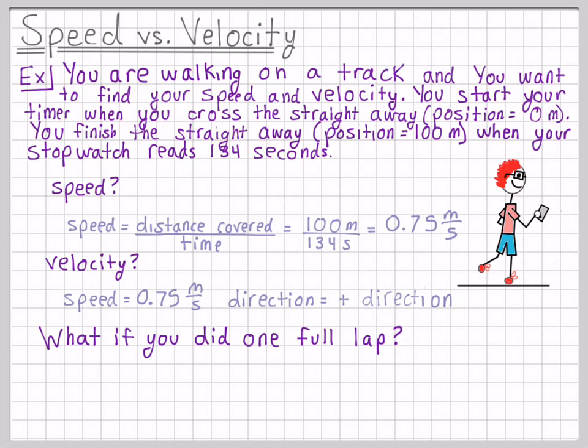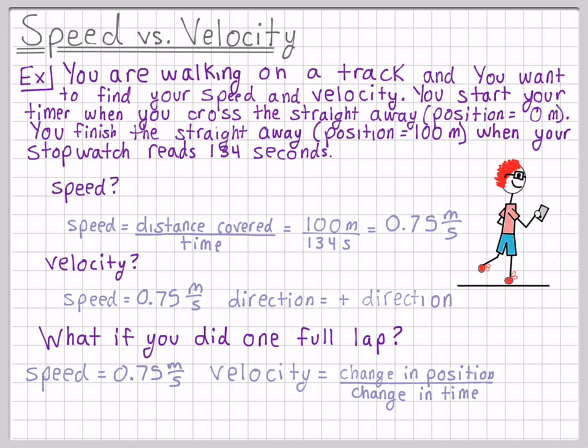Now, what would happen if you did one full lap at the same pace? Your speed would still be 0.75 meters per second, but your velocity isn't as simple. Remember that velocity is change in position over change in time, which is equal to delta x over delta t. And if you start and end at the same place, your final and initial positions are also the same. So your delta x value is going to be 0. If you start and end in the same place, you essentially did not travel anywhere in that time interval. Therefore, your average velocity would be 0.